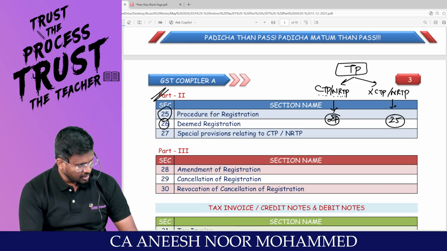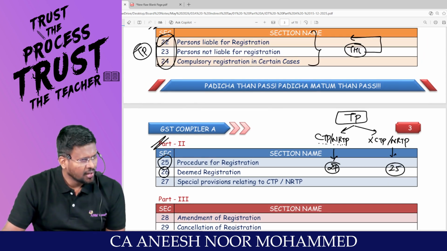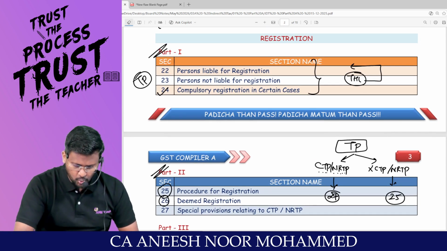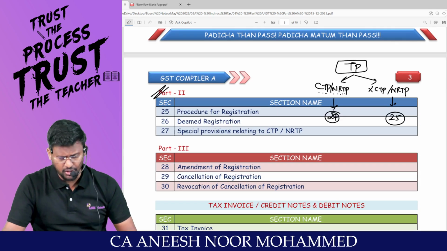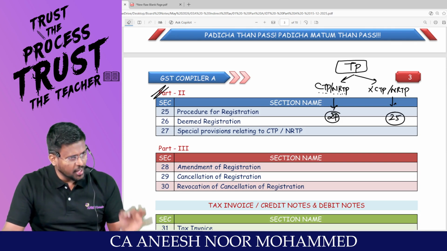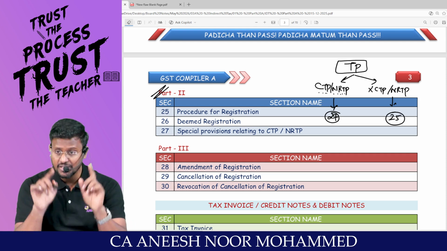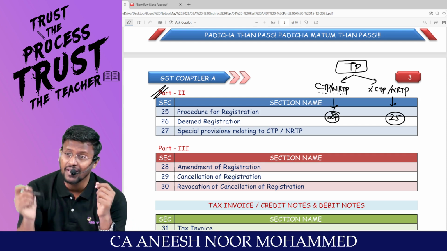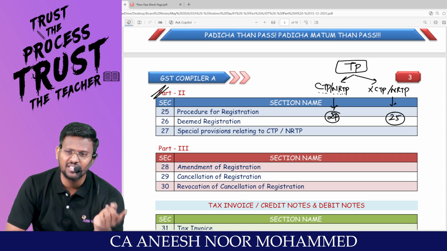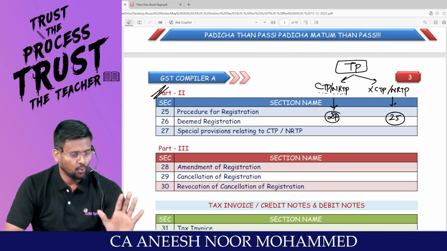Are you all with me? What is section 22? Person liable for registration. Section 23? Person not liable for registration. Section 24? Compulsory registration. Section 25? Procedure for registration. Section 26? Deemed registration. Section 27? Special provisions for casual taxable person and non-resident taxable person. That means if you are a taxable person falling under section 22 or section 24, you have to travel through either section 25 or section 27, as the case may be. Sentence clear? Okay, sir, I got the registration.